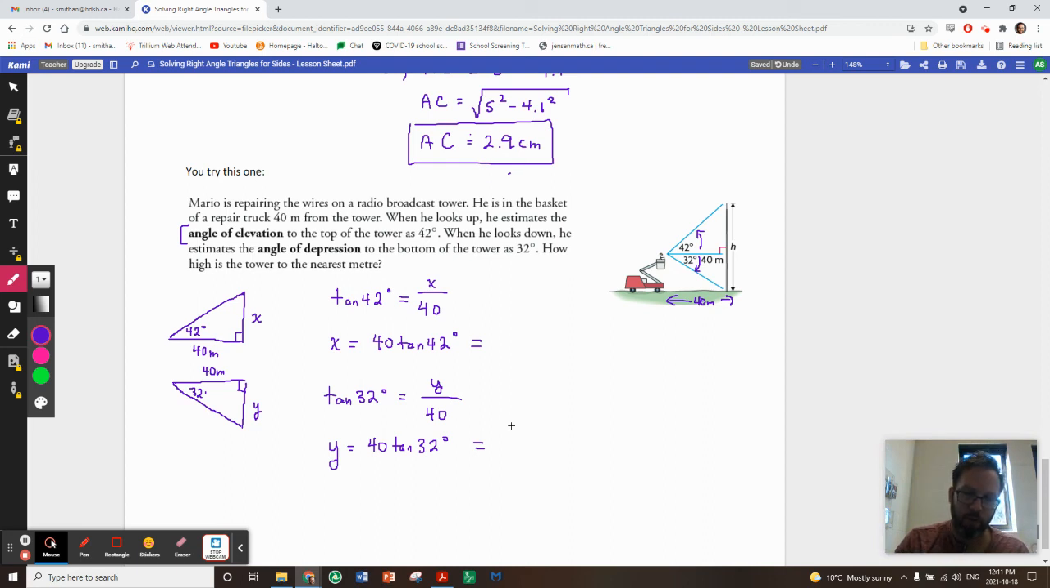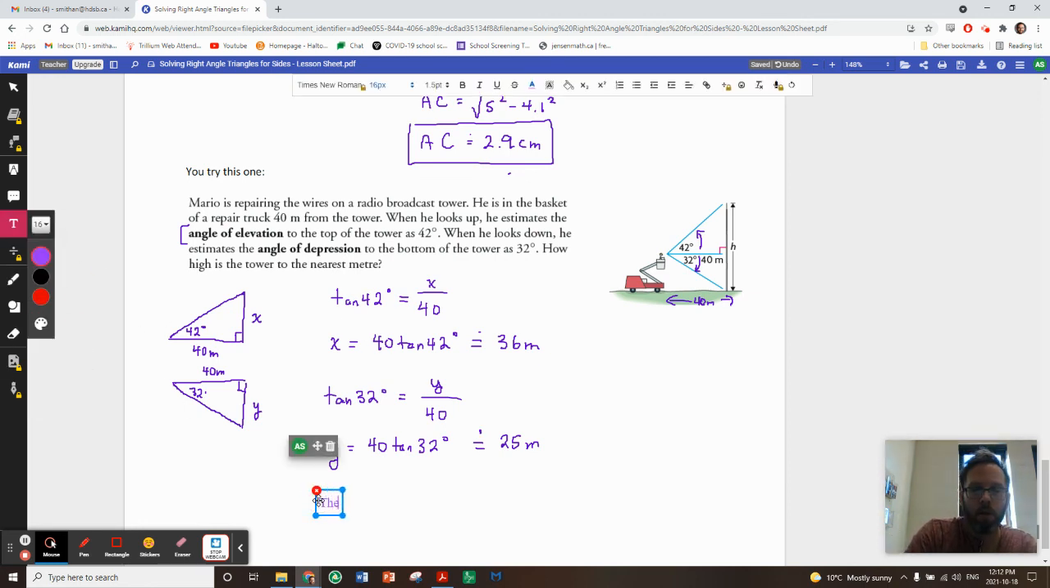40 times tan 42, pretty near 36 meters. And a reminder too, if you want time to just try on your own, just pause the video and work through it. 40 times the tan of 32, pretty near 25 meters. And now we can wrap this up. The height of the tower is 36 meters, that was X, plus 25 meters, that was Y, equals 61 meters.